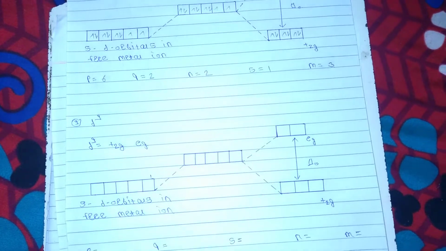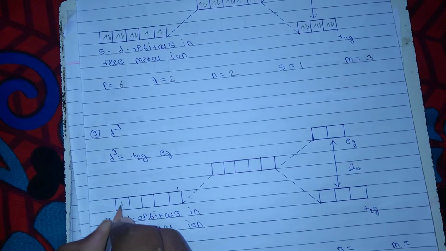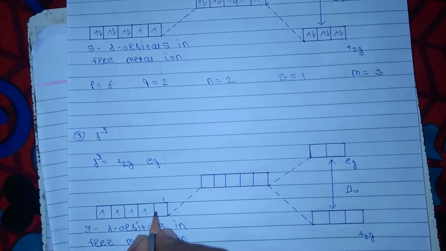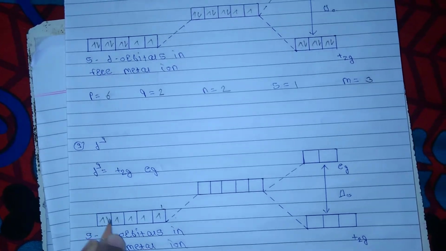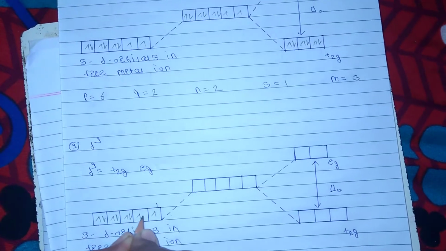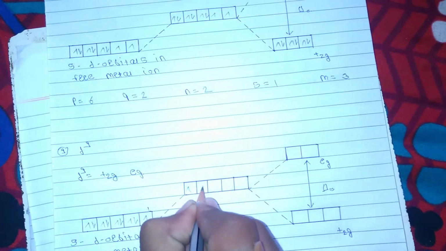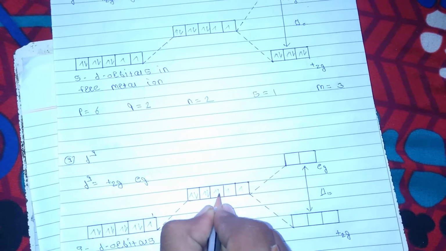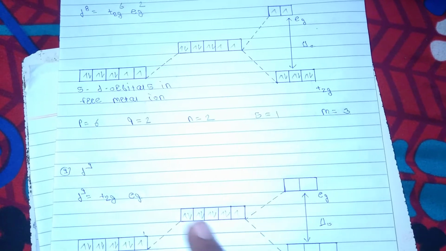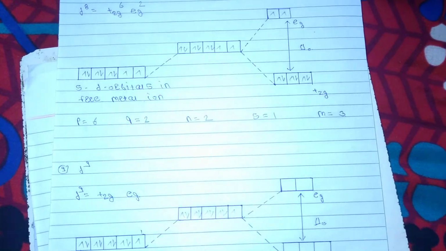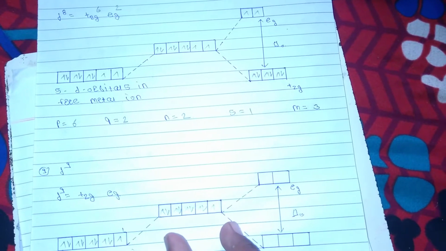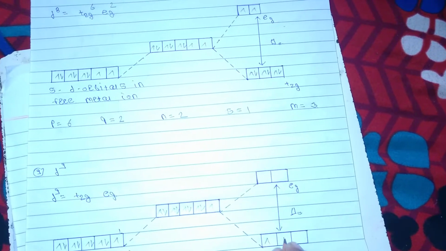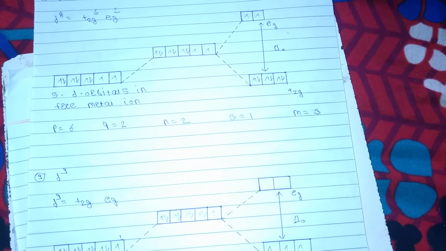In D9, there are 9 electrons, 1, 2, 3, 4, 5, 6, 7, 8, 9. In the distribution of the D9 electrons in the T2G and EG sets on the basis of high spin complexes, high spin complexes means weak field ligand. So the first 3 electrons go in the T2G set, means 1, 2, 3. Then the 4th and 5th electrons go in the EG set.